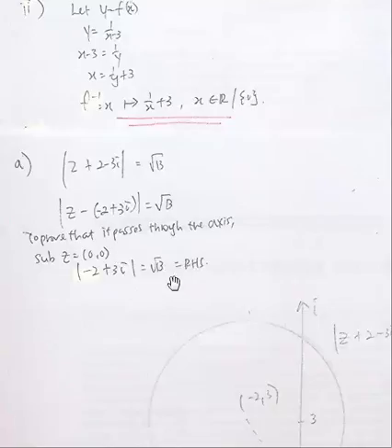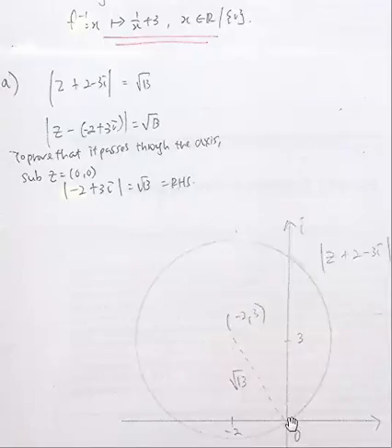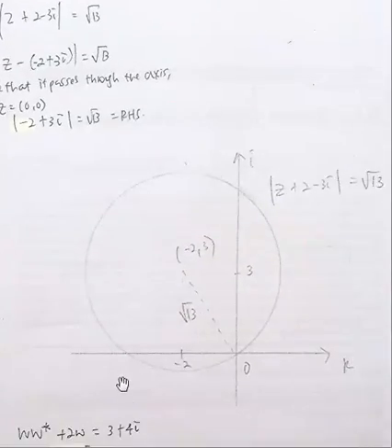Firstly, we have to prove that the curve passes through the origin, so we sub in z equals 0 to get modulus of negative 2 plus 3i equals square root 13. So as to prove that the curve passes through the origin, the point is 0. So this is the imaginary axis and the real axis. The negative 2 on the real axis and 3 on the imaginary axis is the center point. Since it passes through 0, the radius will be square root 13. This is a circle.